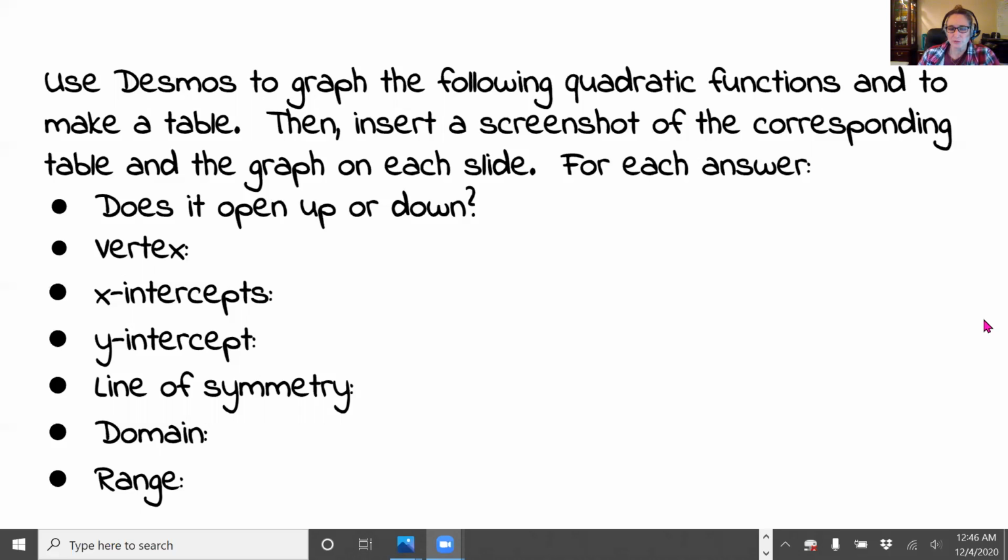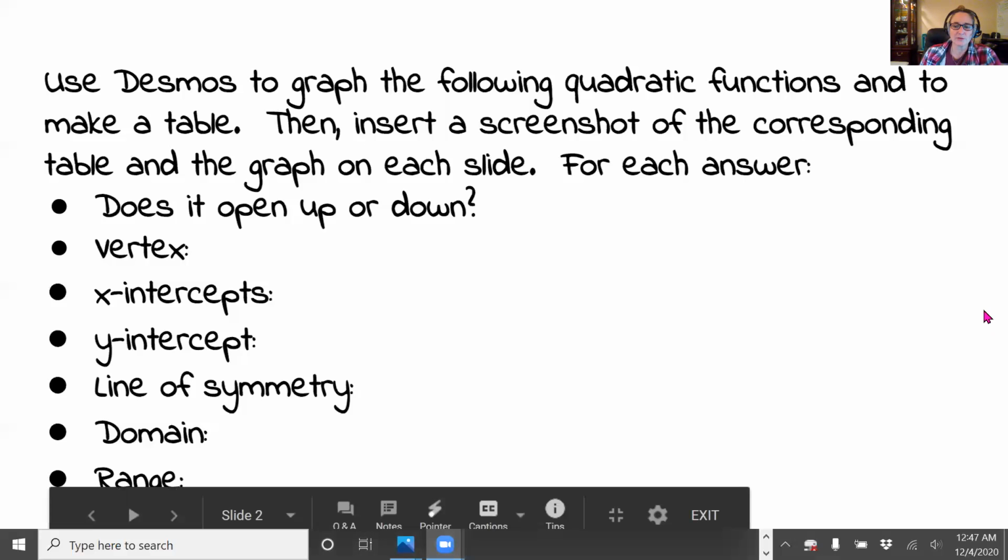Does the graph open up or down? What's the vertex? What's the x-intercepts? What's the y-intercept? Line of symmetry, which should be an equation, domain, and range. Now, vertex might be a new phrase for us, besides like a vertex on a triangle. But a vertex in a parabola is going to be either the lowest point if it opens up or the highest point if it opens down. So in this first example, you'll see what I'm talking about.